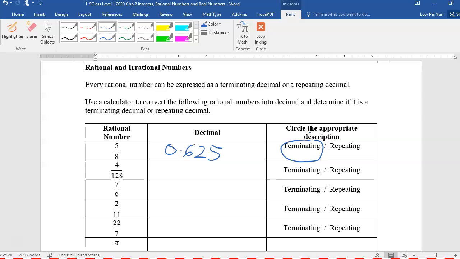Okay, call someone. Hans, please tell me 4 over 128 is? Thank you, 0.03125. Is this terminating or repeating? Terminating, thank you. Hans, call someone. Yijie. 7 divided by 9, what do you get?